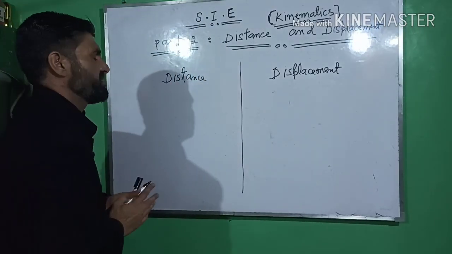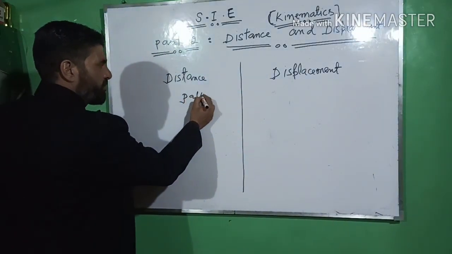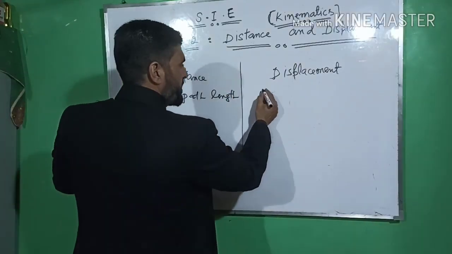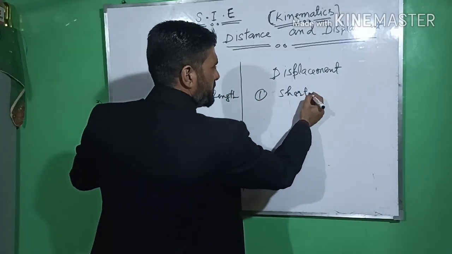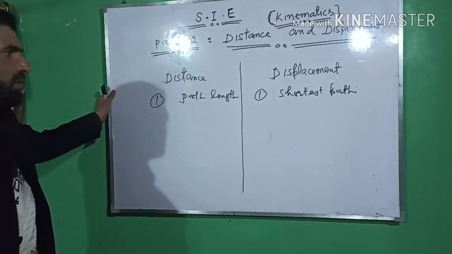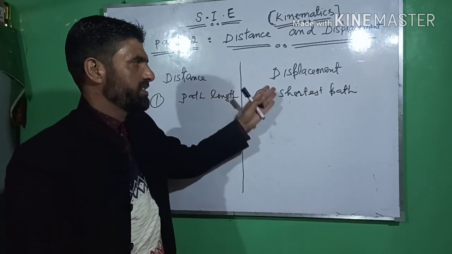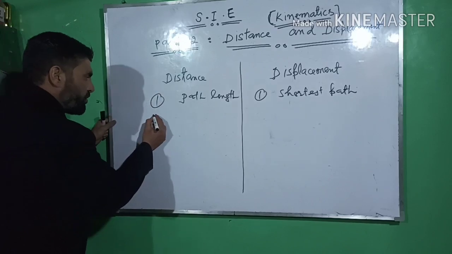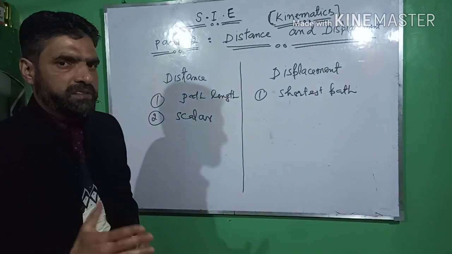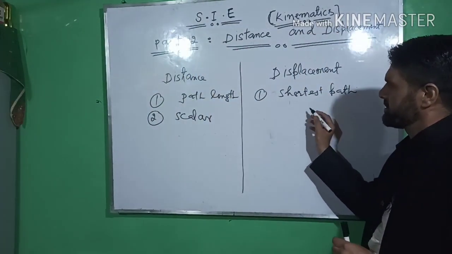Already I discussed that distance is the actual path length. Recap of the last lecture: distance is the actual path length, and displacement, dear students, is the shortest path. Point number two: distance is a scalar quantity, but dear students, displacement is a vector quantity.